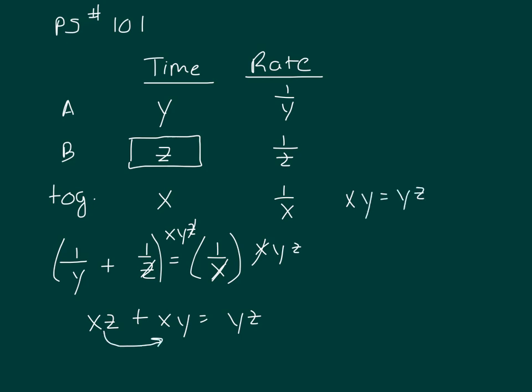I'm moving this over. I'm subtracting it from both sides. Minus XZ. And I'm trying to solve for Z, and I see a Z there and a Z there, so I'm going to factor it out. That leaves me Y minus X. Solve for Z by dividing both sides by Y minus X. So there's Z's rate in terms of X and Y.